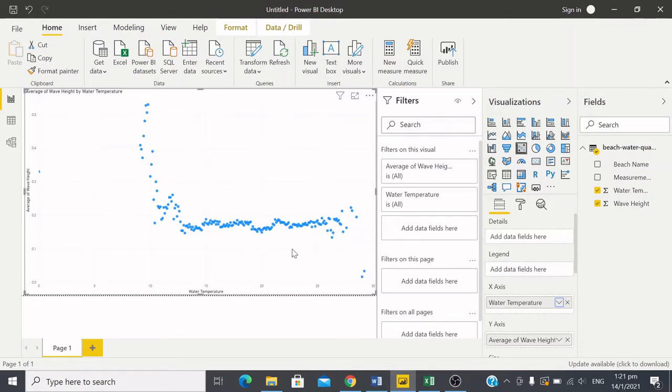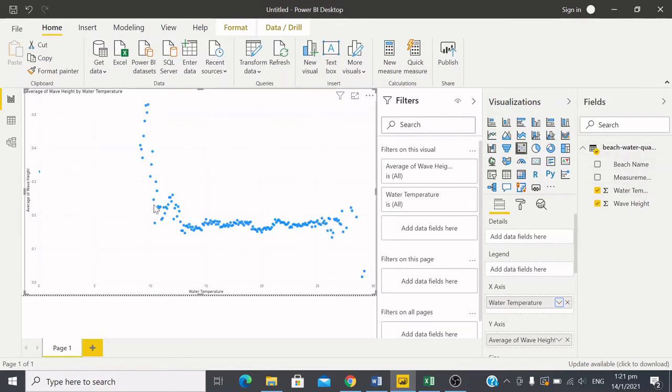So we see a relationship, and this is like a 1 over x relationship, but it's okay, we don't need to go through the math. We can see it going down sharply after a certain temperature. Beyond like 13 degrees Celsius, beyond a water temperature of 13.2, the wave height is all low. There are no real wave heights here.